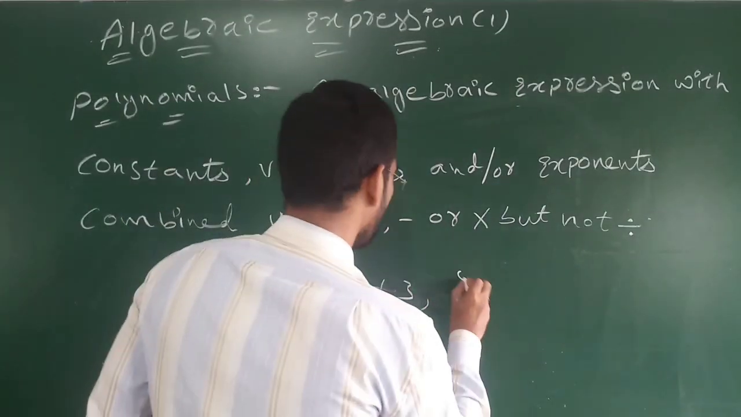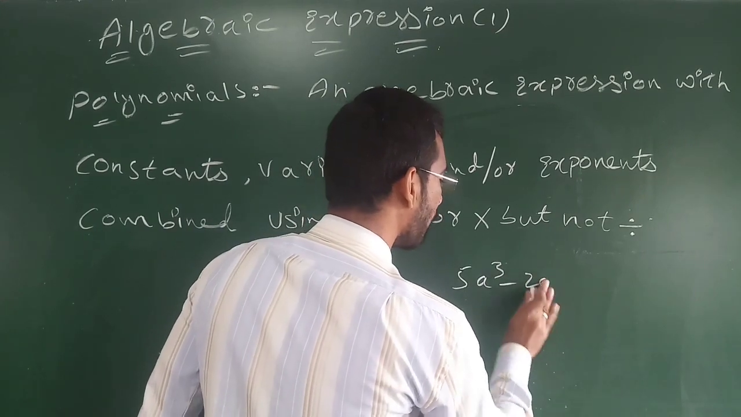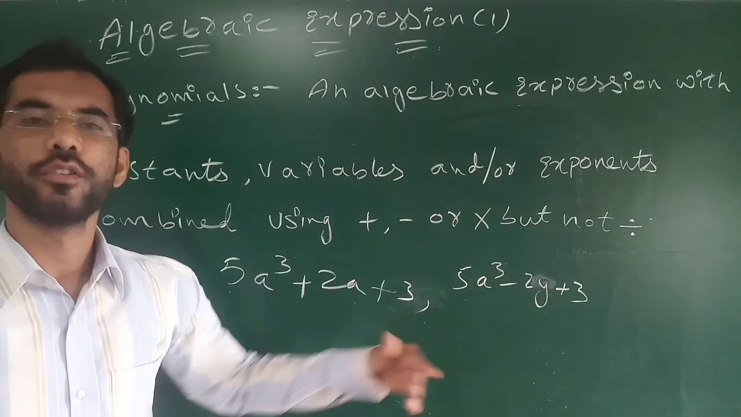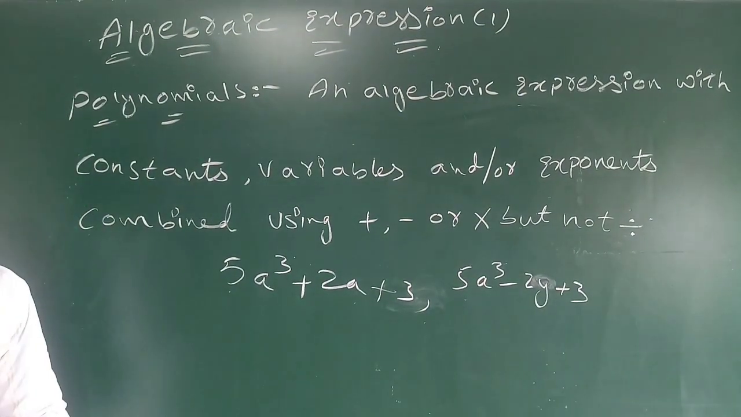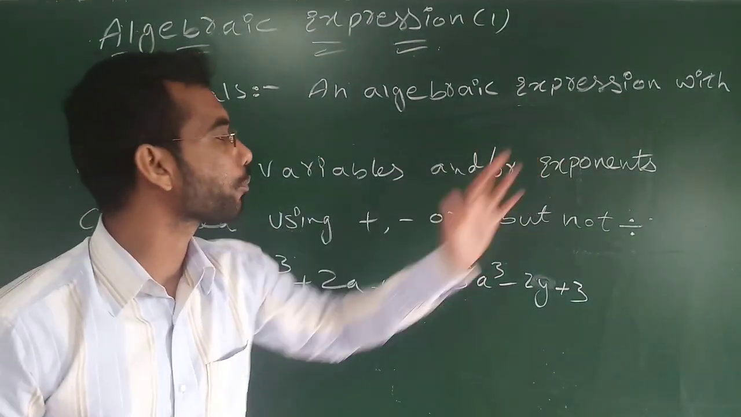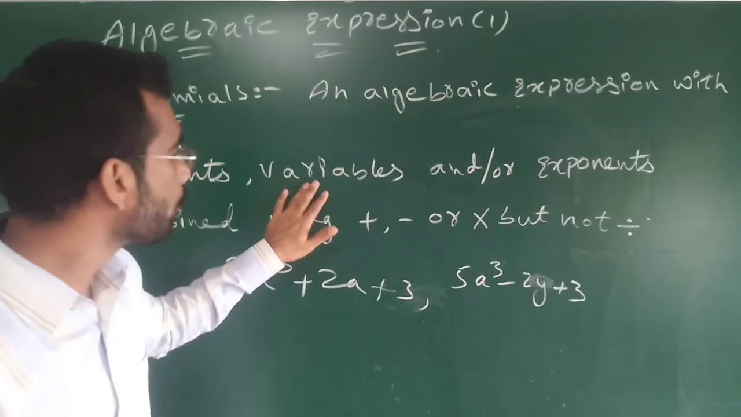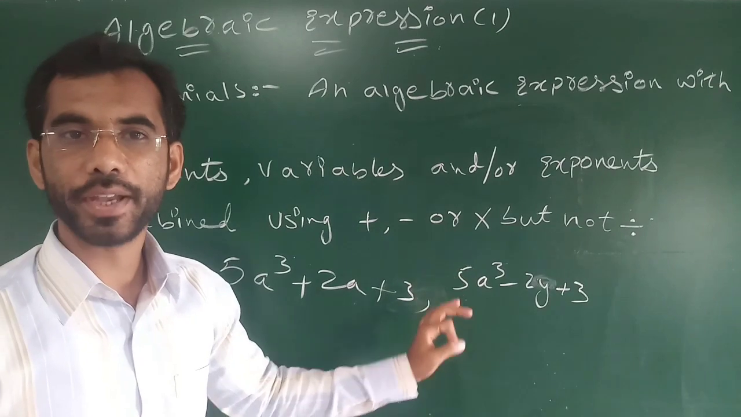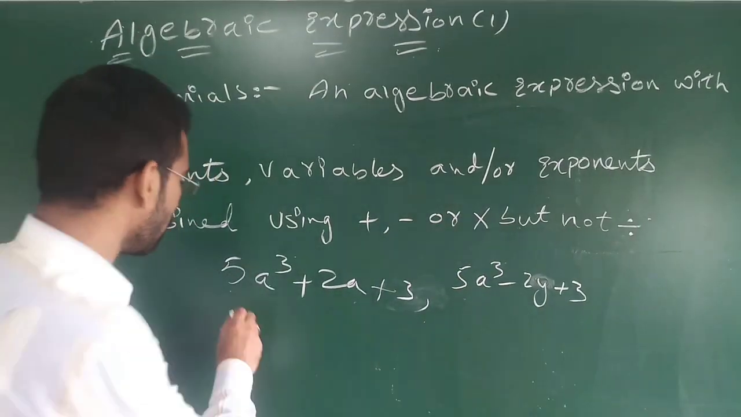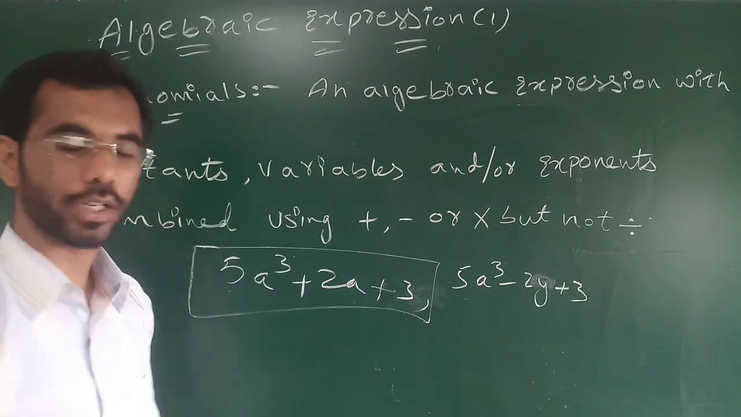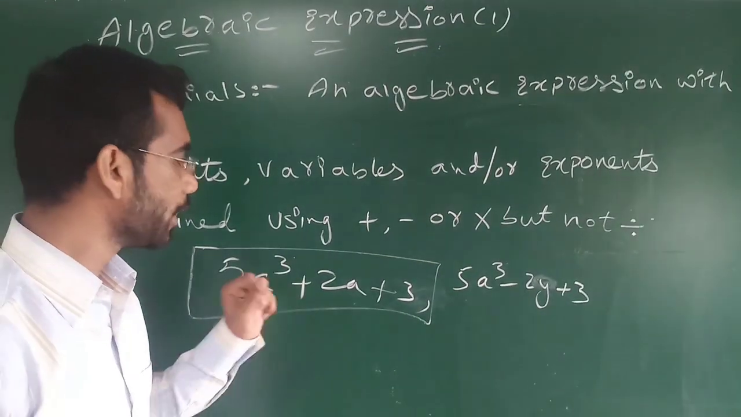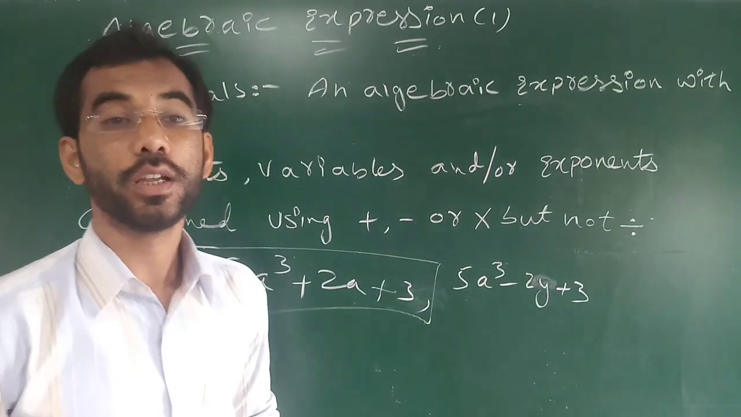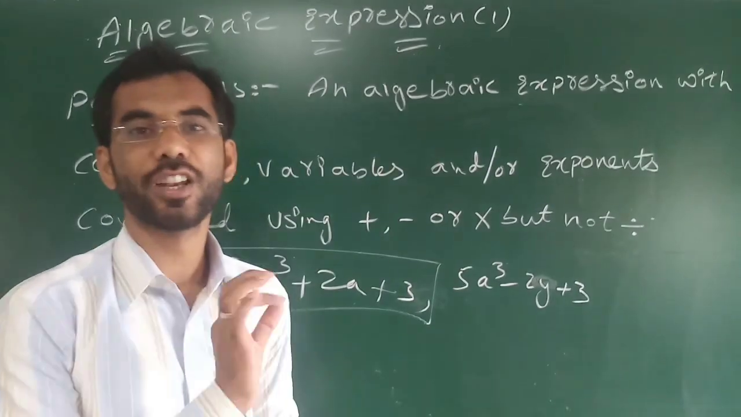One more example we will take: 5a power of 3 minus 2y plus 3. Here subtraction. Okay, no problem. So it is a polynomial. What is a polynomial? An algebraic expression with constants, variables and/or exponents combined using plus, minus or multiplication, but not division. See, this total expression is combined with multiplication and addition. Here multiplication, subtraction and addition. It is a polynomial.